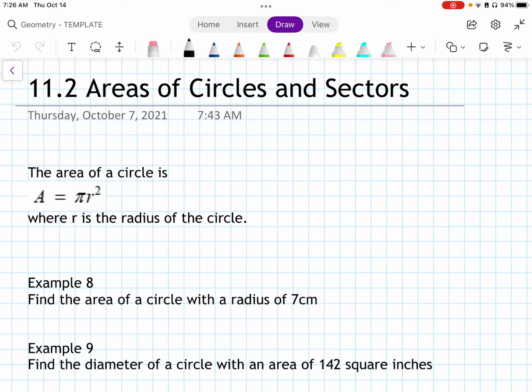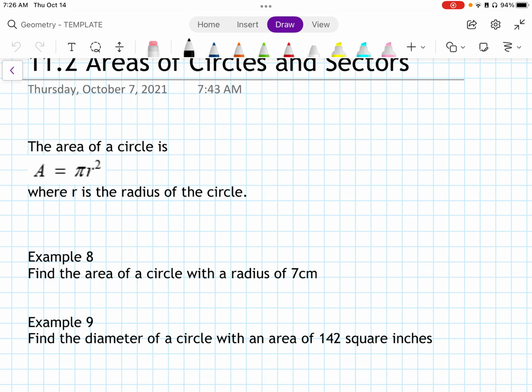Alrighty, 11.2, areas of circles and sectors. All right, we have the area of a circle. That's area equals pi r squared, right? That we should know that one by now.